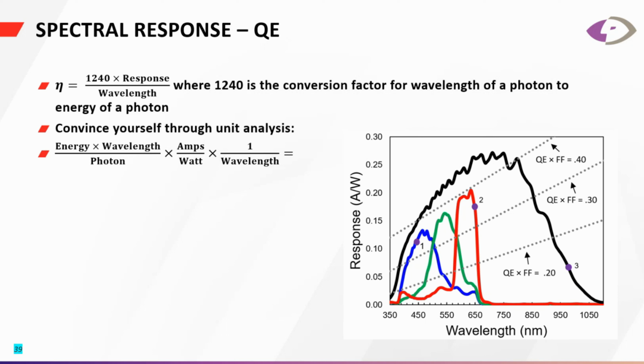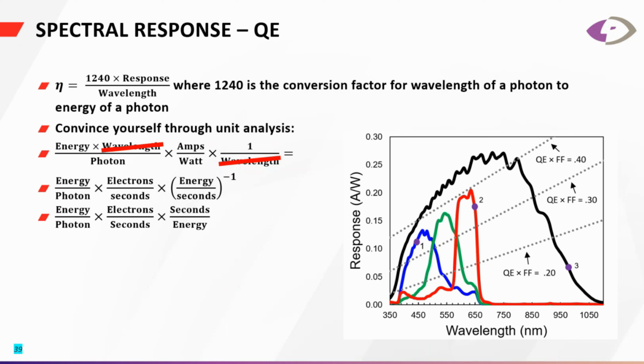We see that the wavelengths cancel. If we continue further, we know that amps is electrons per second and watts is energy per second. We can get a few more units to cancel here, and we're left with just electrons per photon, which we know is in fact the quantum efficiency. And I'm going to hand it back to Matt for a few additional parameters that are reported on the EMVA spec sheet.